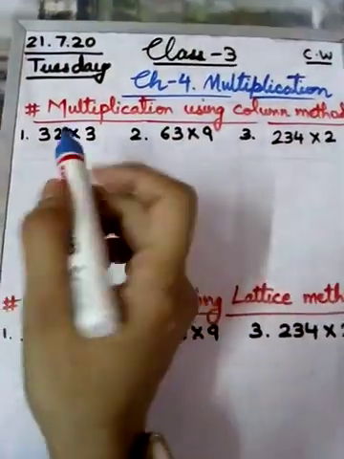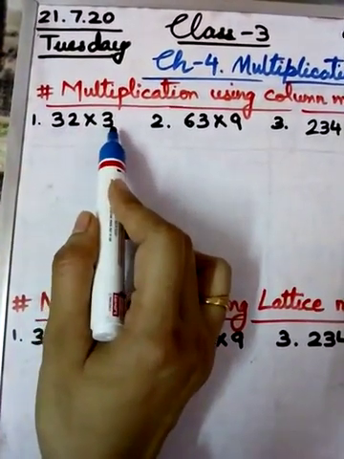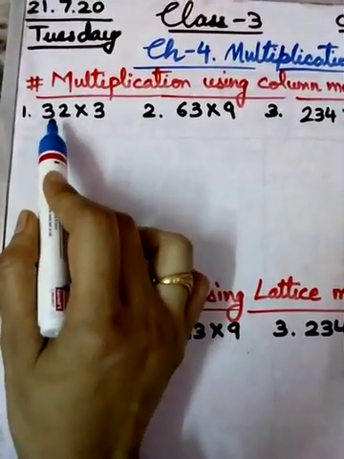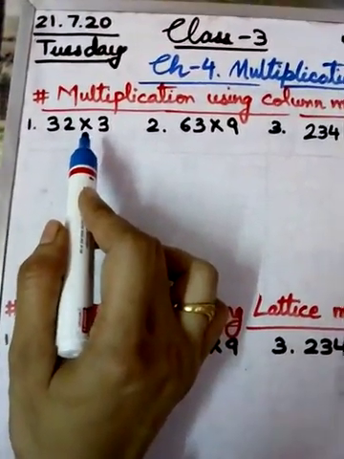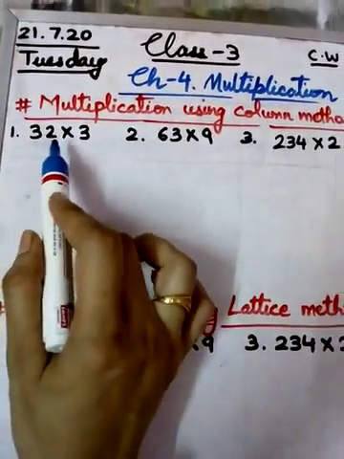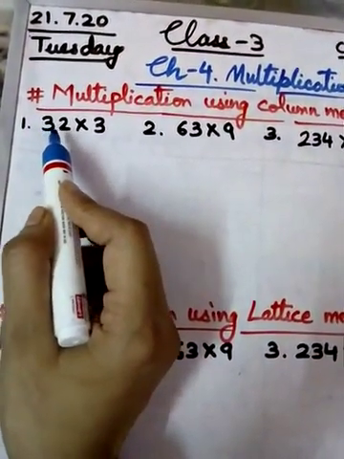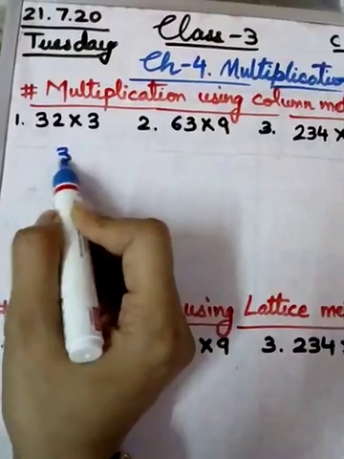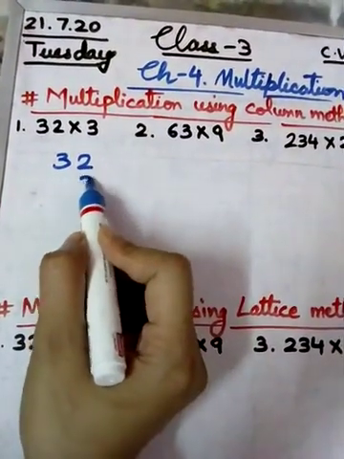So let's start. Number one: 32 has to be multiplied by 3, right? We cannot write 32 three times and then add. So it's a very long process. That's why we will use the column method. In the column method, we will write the bigger number first, that is 32. So write 32, and this 3 will be written down.